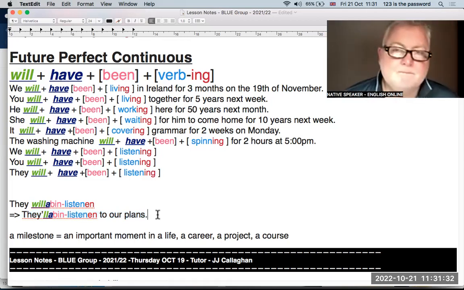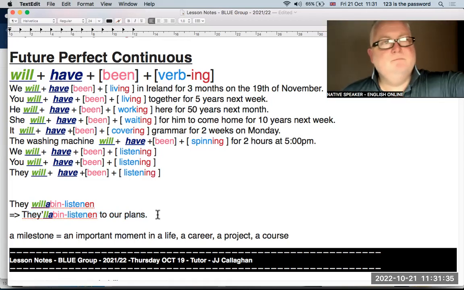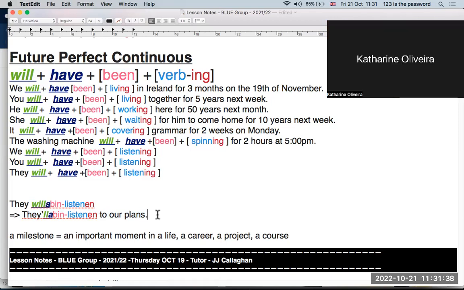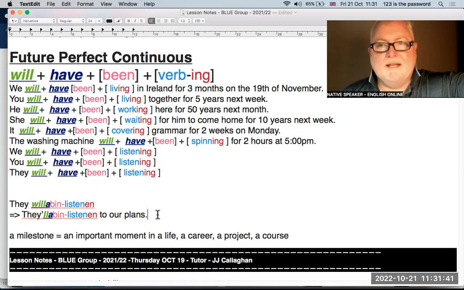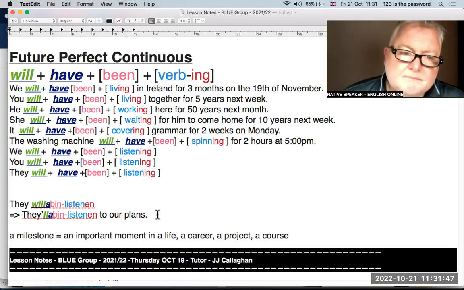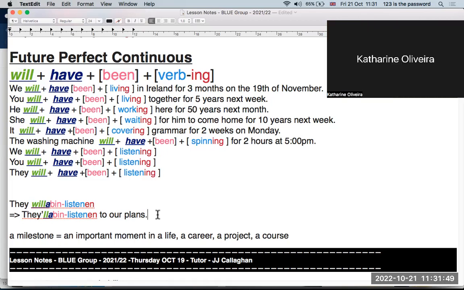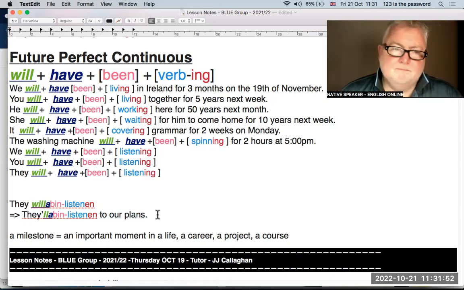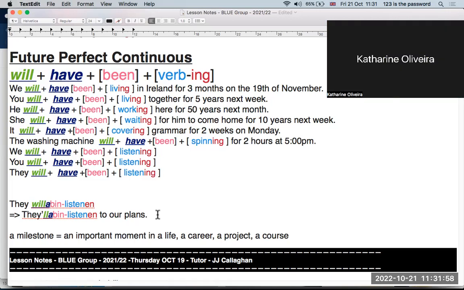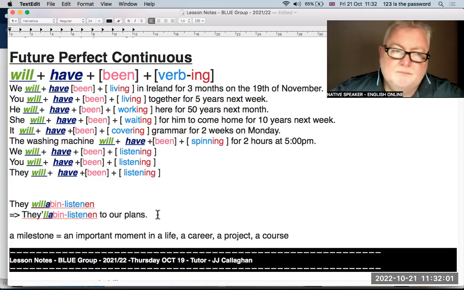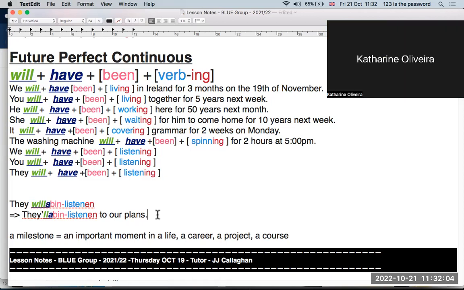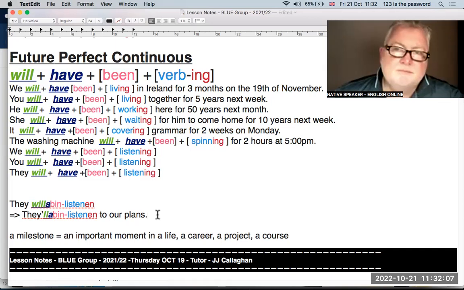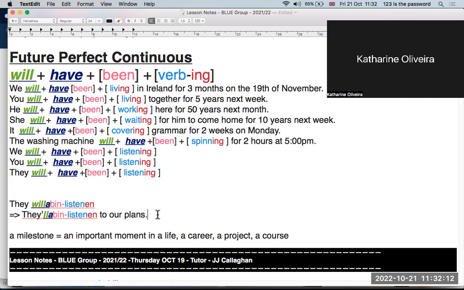Full sentence. They'll have been listening to our plans. That's right. Good. Again. They'll have been listening to our plans. Good. Live. They'll have been living in. Good. Work. They'll have been working. Good. Again now. They'll have been working. Faster, faster, faster. They'll have been working in. There you go.